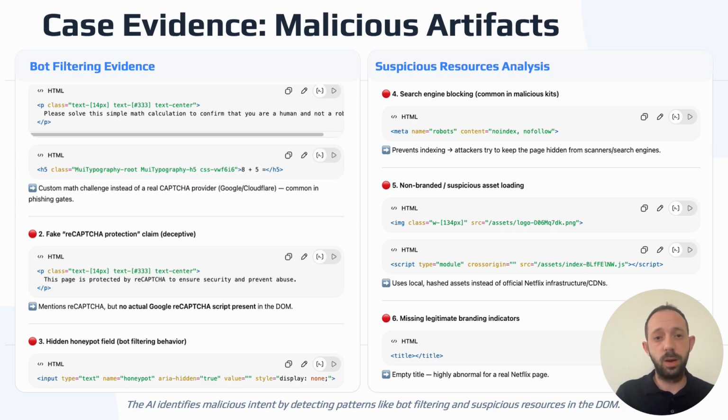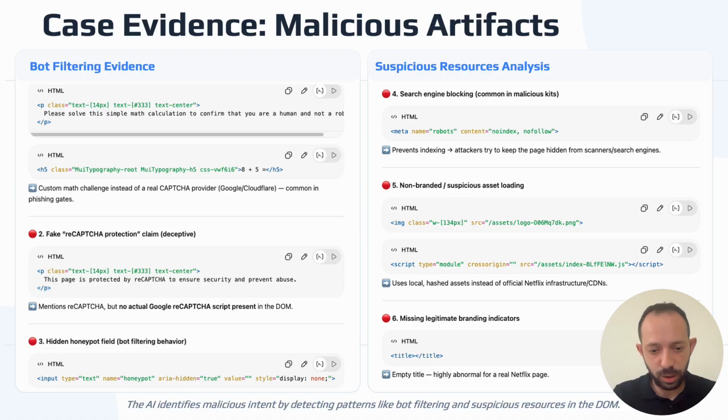And there is a missing branding indicator. What does it mean? It means, first of all, an empty title on a Netflix page, which is very, very suspicious. This is something that is not regular, because on a real Netflix page, I would see a title of Netflix. I would see something that tells me this is a legitimate Netflix page, and in this case we don't see it. So this makes this artifact very, very suspicious.